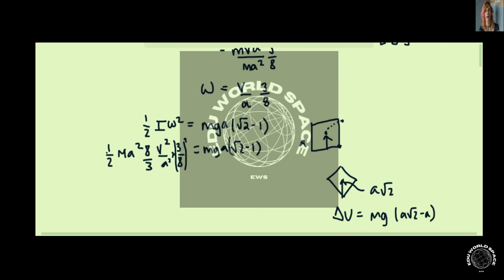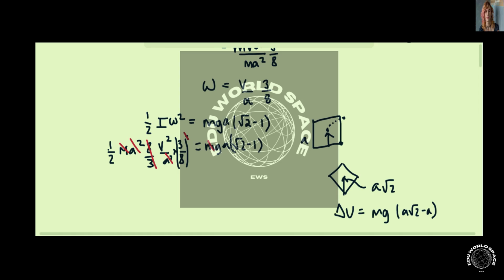And now we can simplify. So let's kill off one factor of this. We can kill off this A squared. We can kill off this M. And now let's see what we get. This is looking kind of messy, so I'm just going to rewrite it. 1/2 times V squared times 3 over 8 equals G A times square root of 2 minus 1.